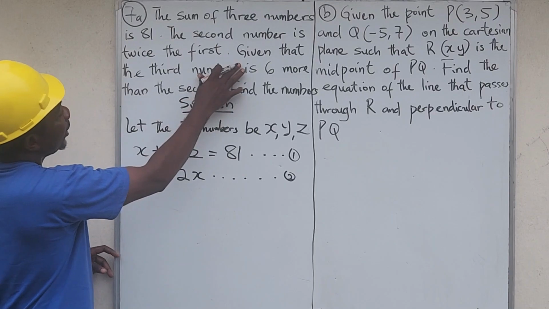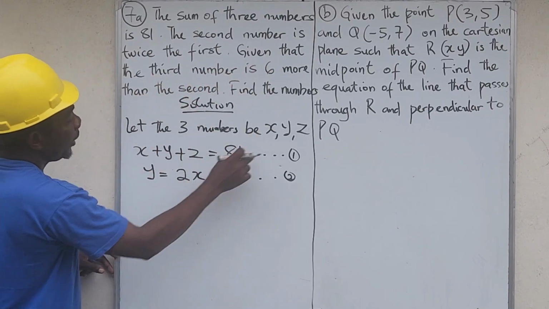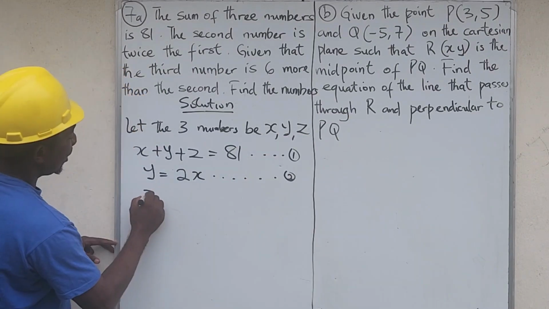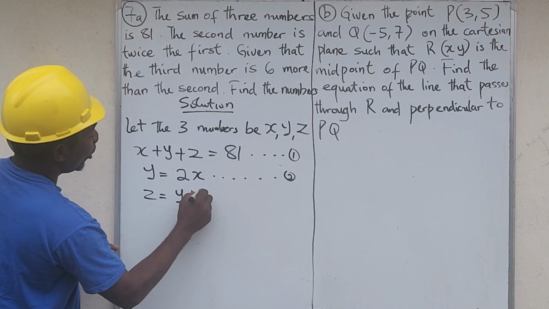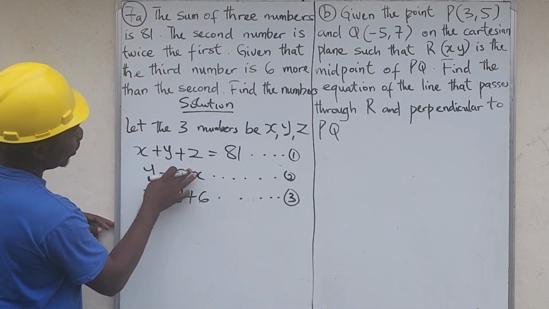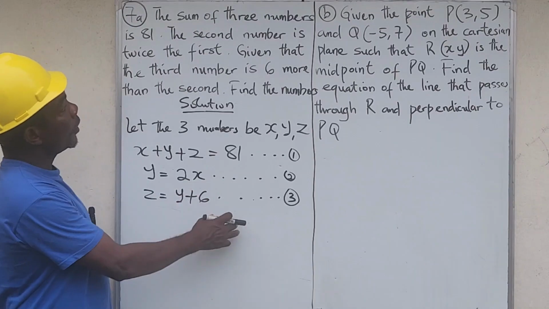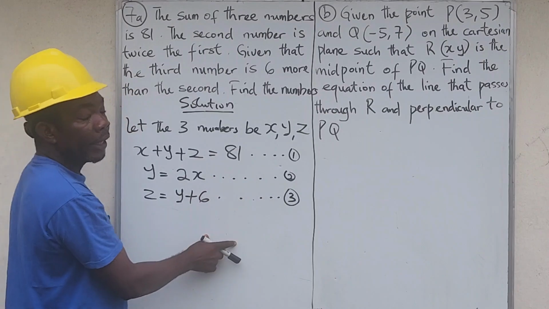And the third statement says, given that the third number is 6 more than the second number, the third number, which is z, equals 6 more than the second number, which is y plus 6. So let's call this equation 3. Now we have the first, second, and third equations, and we are asked to find the numbers x, y, and z. We have 3 equations here.